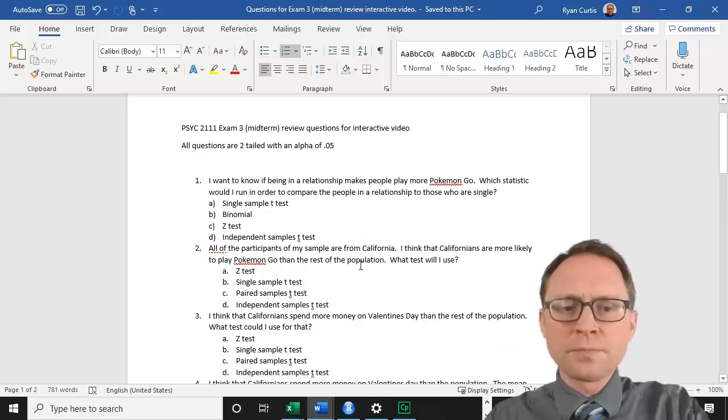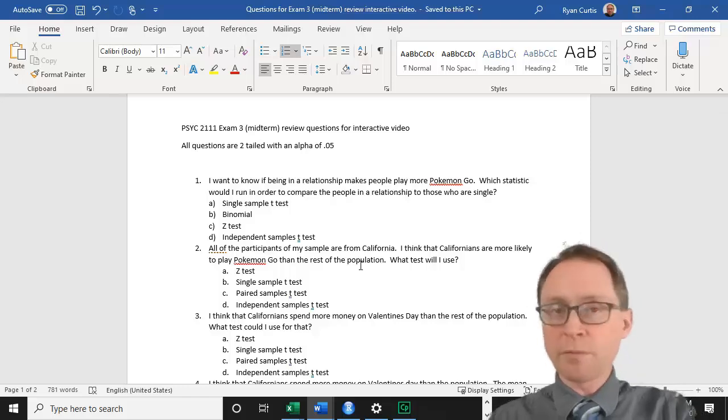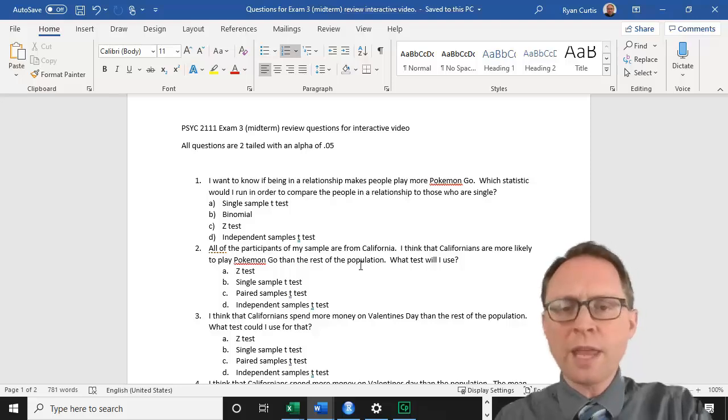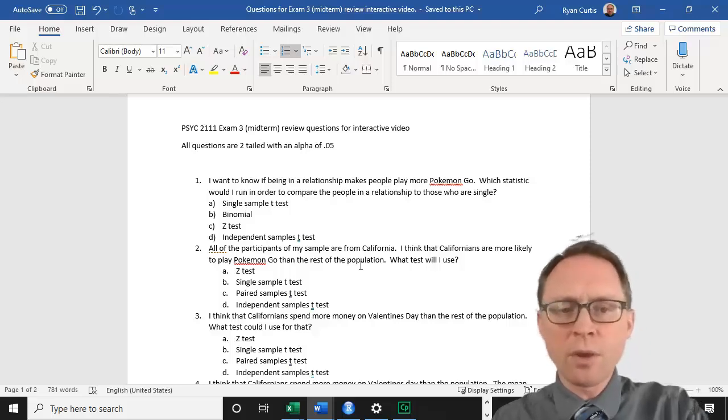All right. Question number 2. All the participants in my sample are from California. So everybody's from California, right? The whole sample is from California. I think the Californians are more likely to play Pokemon Go than the rest of the population. What test will I use?